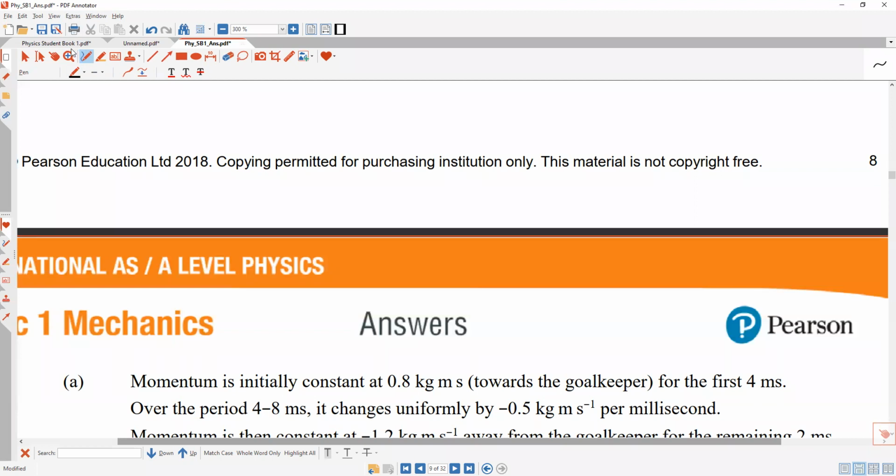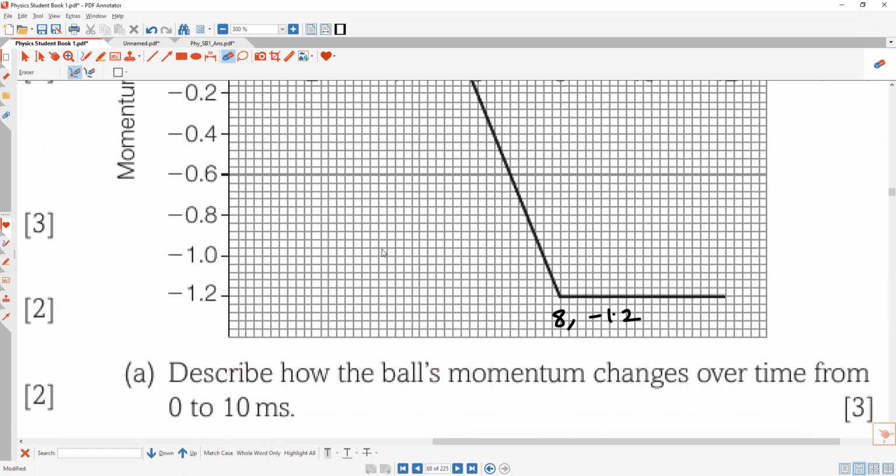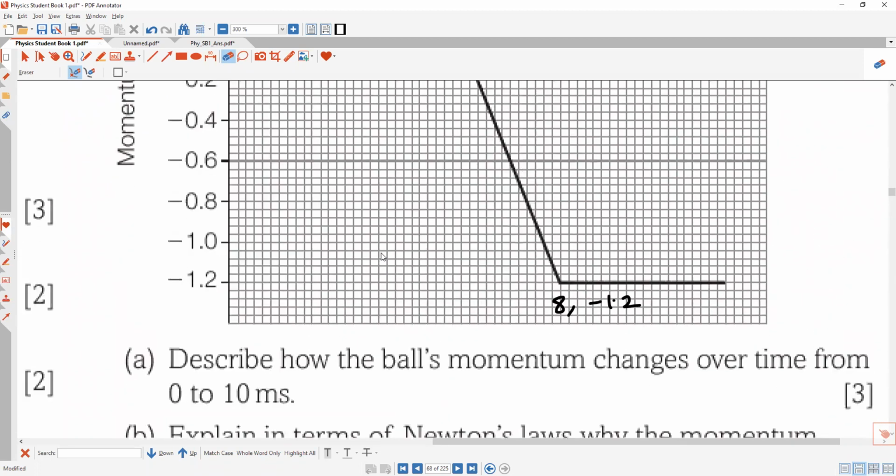In my case, I converted it to meter per second, so it is per second. That means you have to say that 500 is the change. That is for 3 marks. After that, what happens?